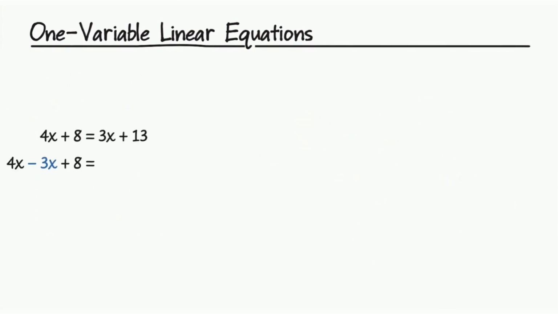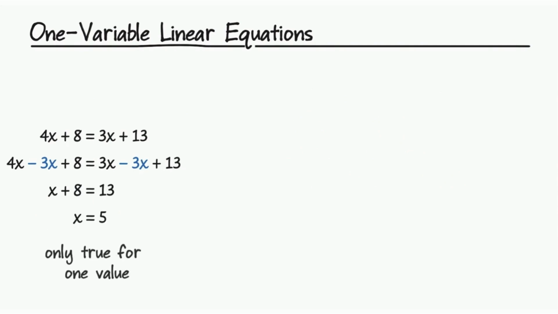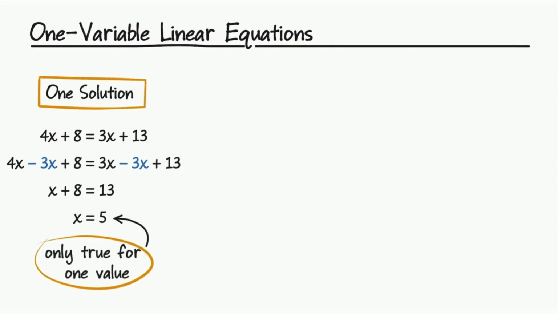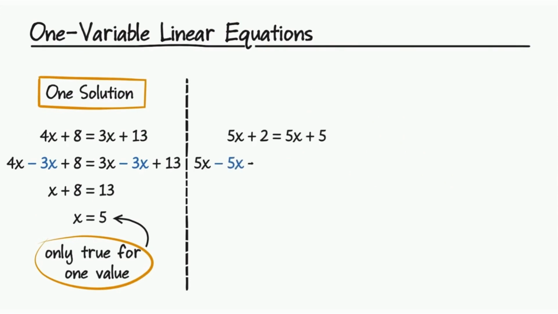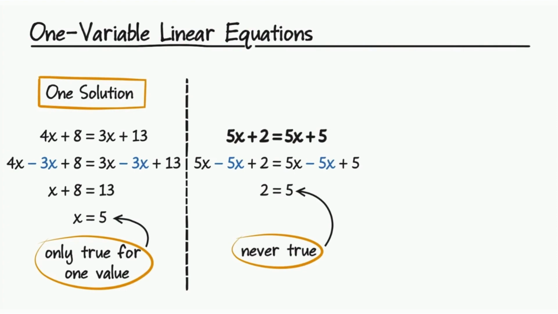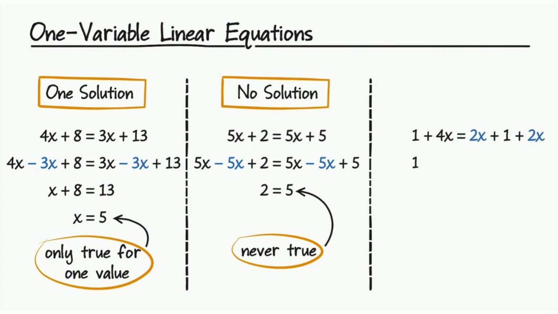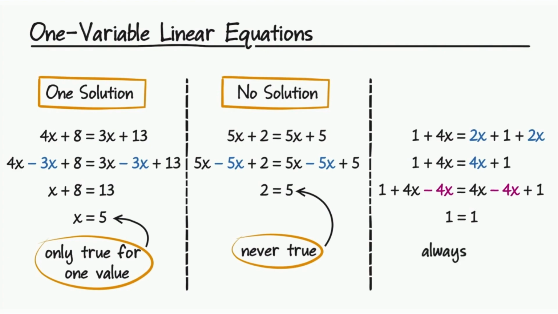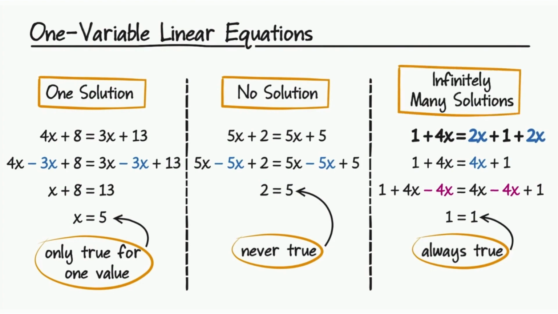Up to this point, students have used a solution process that leads to a statement that reveals the solution. But now they encounter equations that lead to false statements. If the final equation is never true, then the original equation is also never true, and so it has no solution. Students also see that some equations lead to statements that are always true. If the final equation is always true, then so is the original equation. This means that it is true for all values of the variable and has infinitely many solutions.